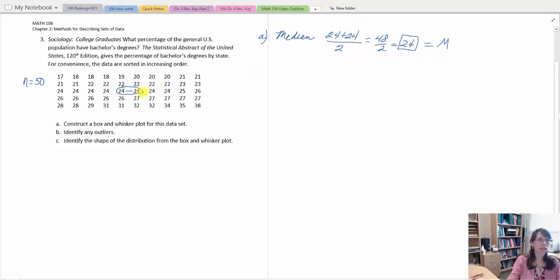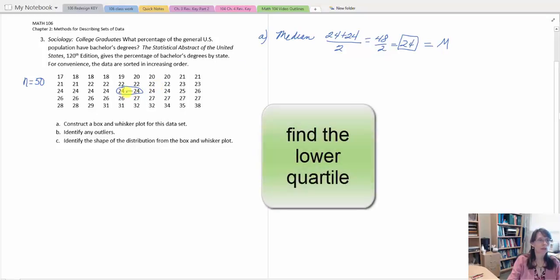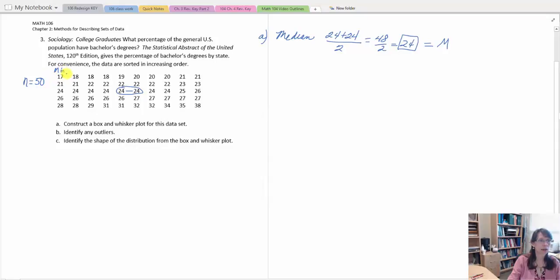The next thing we need to find is the lower quartile. Basically that is finding the median again, but we're starting at our minimum value of 17 and working our way to this first number 24 right here that I'm circling. There are 25 measurements, including 17 to this number 24. So halfway is going to be measurement number 13. So measurement number 13, I'll put a box around that and label that as Q sub L for the lower quartile.